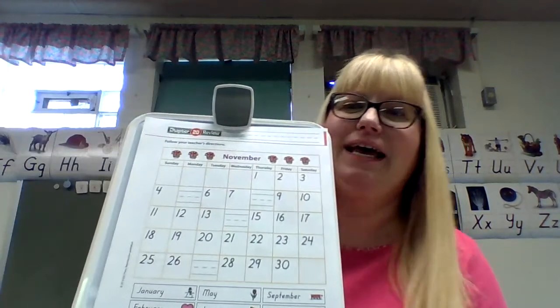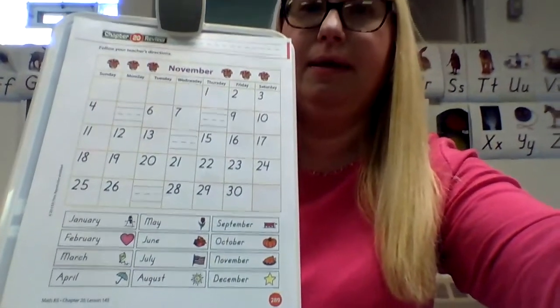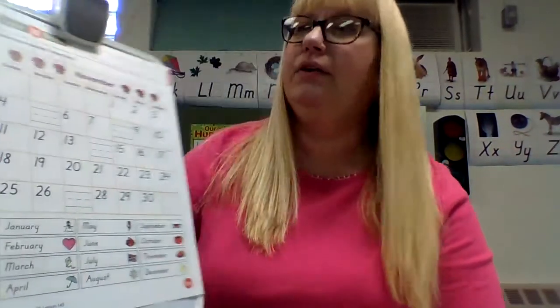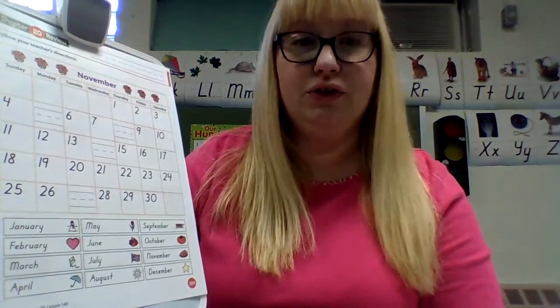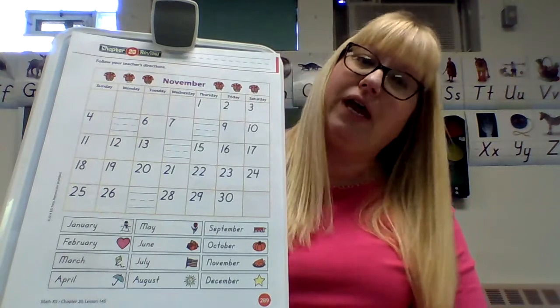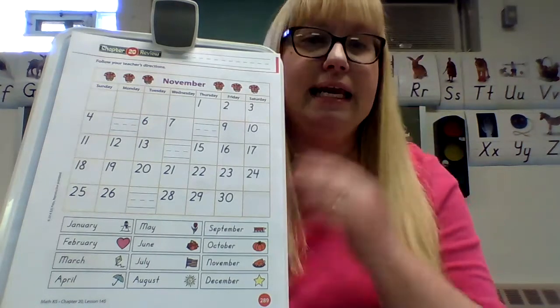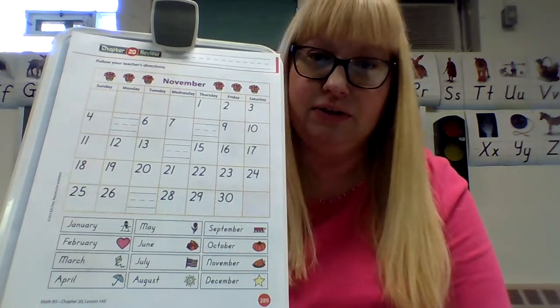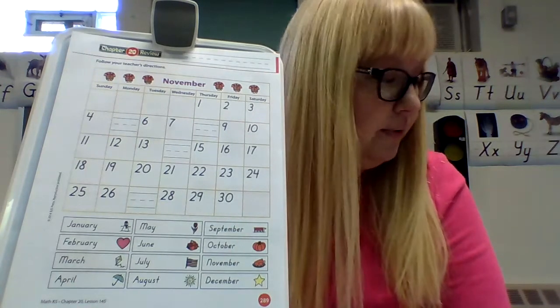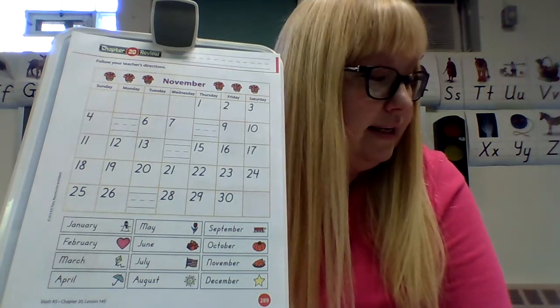All right, ready for your math test? All right, let me get this so you can see my paper. Now, the directions say follow your teacher's directions. So you need to listen. So you should have your pencil and your crayons because you're going to be coloring some things. And I'm not doing anything on here because I'm not giving you the answers, but I'm going to talk about stuff. All right. So the first thing you're going to do is look.